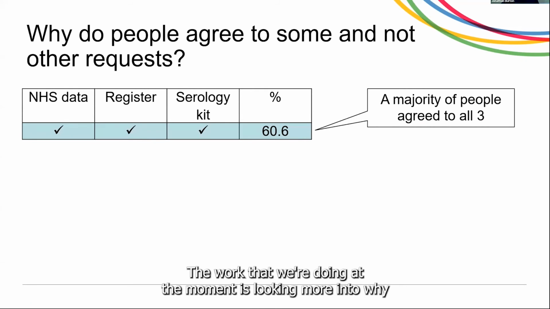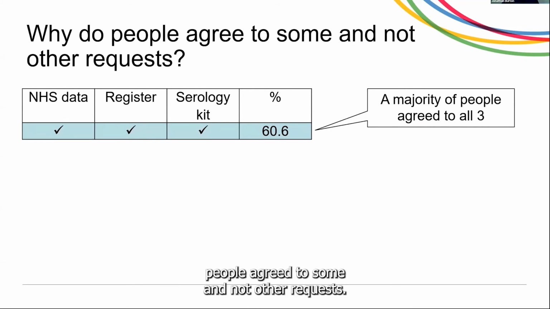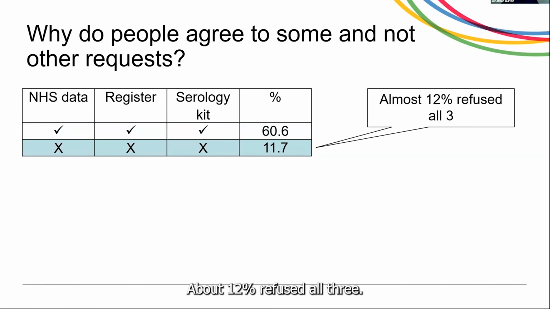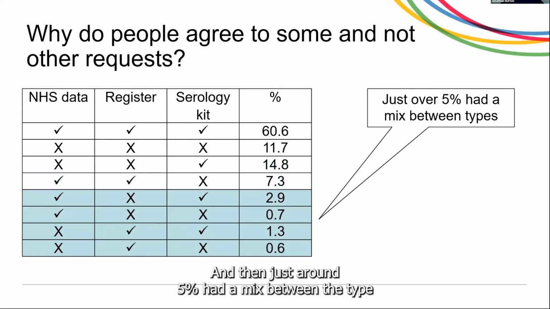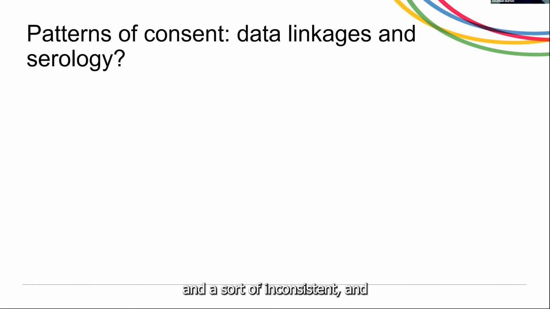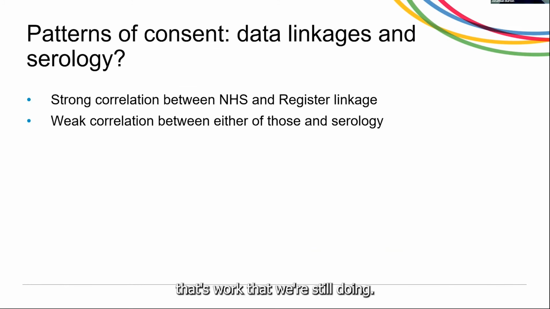The work that we're doing at the moment is looking more into why people agree to some but not other requests. So for the 3 requests that we asked about, we found the majority of people agreed to all 3. About 12% refused all 3, so they were at least consistent. Then about 22% agreed to one type, so they agreed to, for example, the data linkage, but not the serology, or vice versa. And then it was just around 5% had a mix between the types, so they're sort of inconsistent. So that's work that we're still doing.